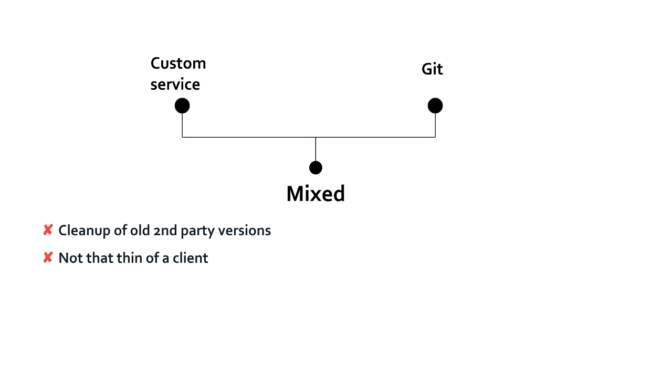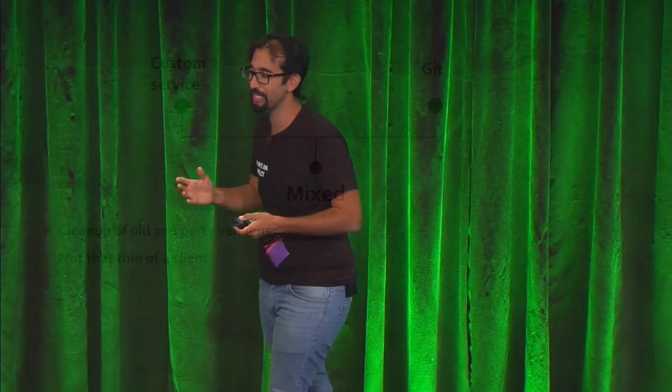What are the cons? So we need to clean up old second party versions, right? Because we just keep on committing those files. Okay, but that's actually a problem also with Git branches. So just so happens that we have a service that actually prunes out old branches that aren't really needed. And we just made that service also clean up those files. Okay, the client is not that thin, right? Price of doing business. That's just the cost of doing business. We will find ways to distribute that, which will be relatively cheap.